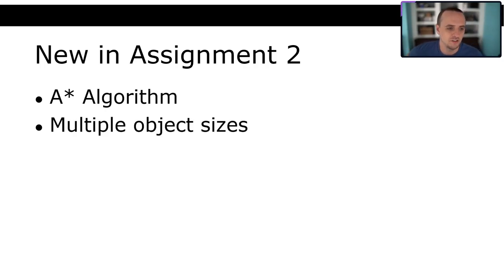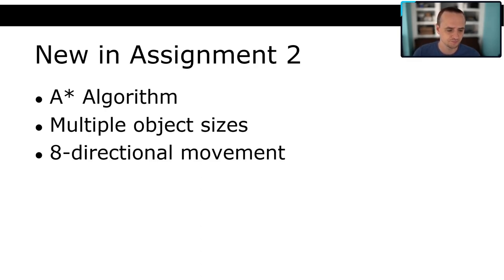New in this assignment is going to be multiple object sizes. I have slides on all of this, but we're going to be dealing with objects of size 1, which is what we did in assignment 1. But now we'll have a 2x2 and a 3x3 object as well, and we'll see how that affects things. We'll be incorporating 8-directional movement. Now we have diagonal movements, and those diagonal movements are going to have different costs. We'll see how that affects things.